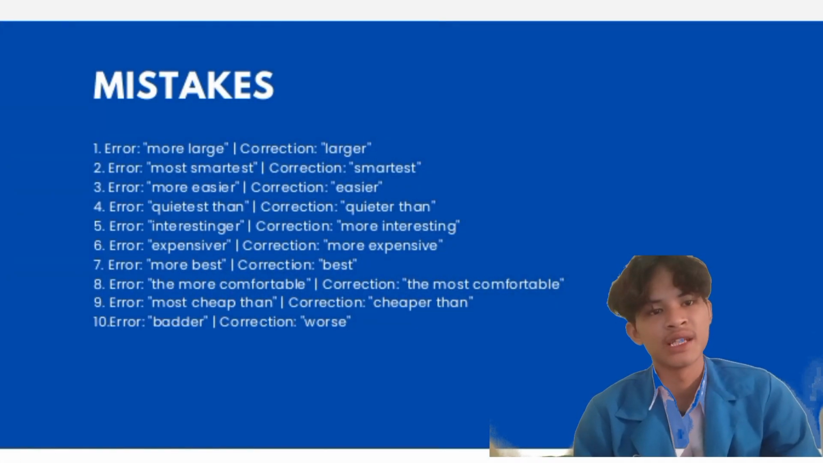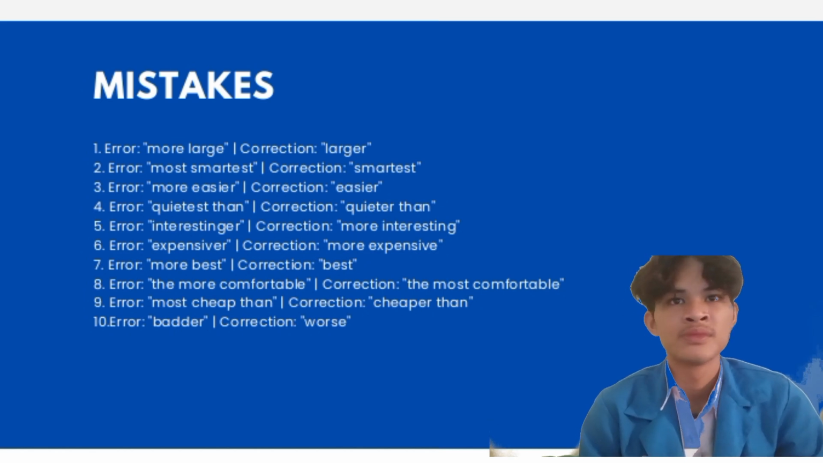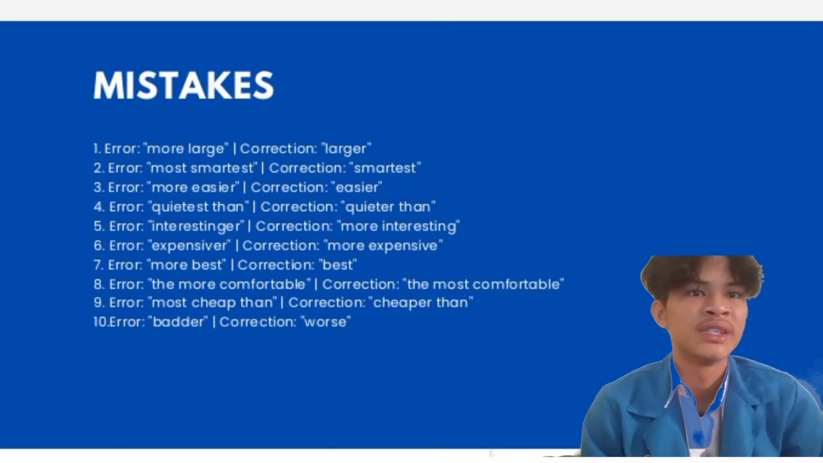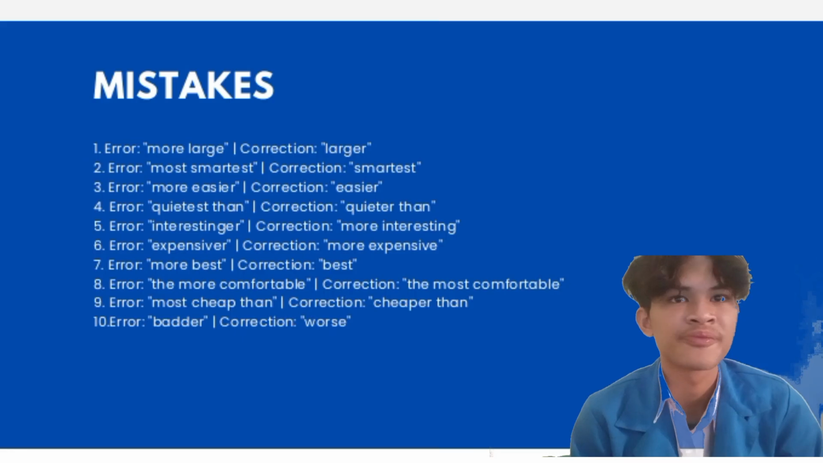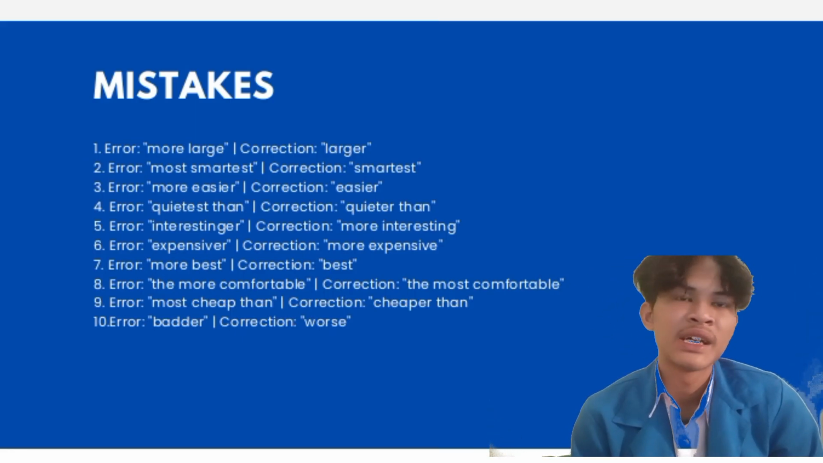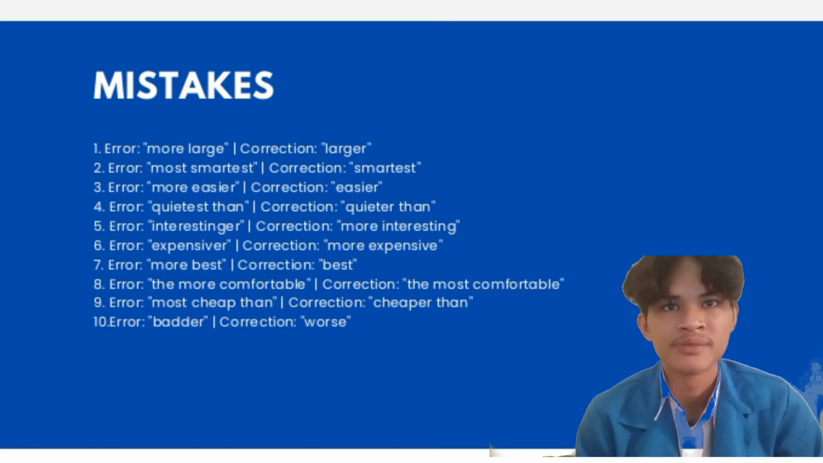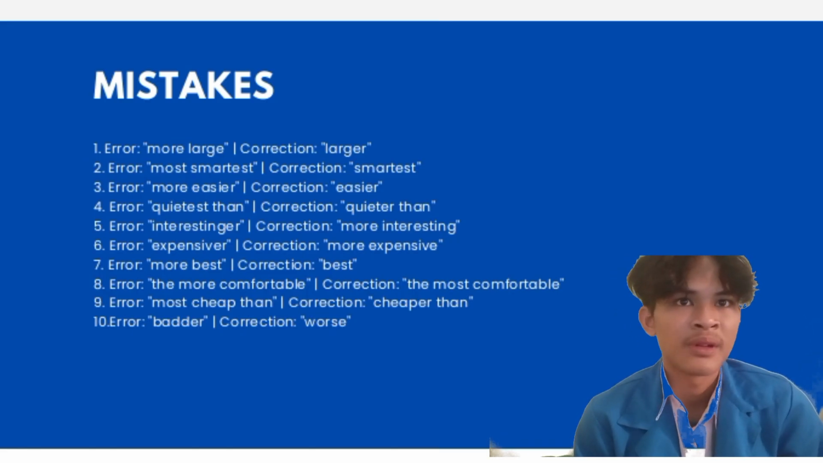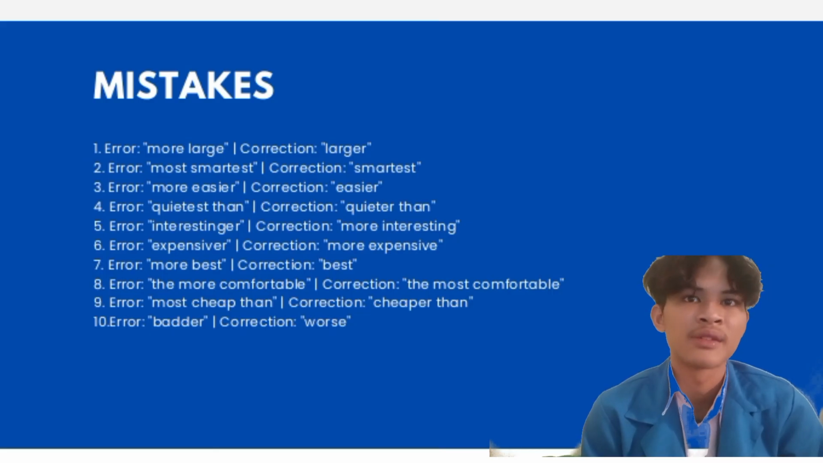And the mistakes that I found. Number 1 is more large, and then the correction is larger. Number 2, more smartest, the correction is smartest. Number 3, more easier, and the correction is easier. Number 4, quietest than, the correction is quieter than.